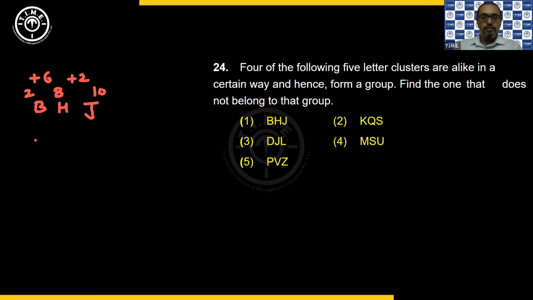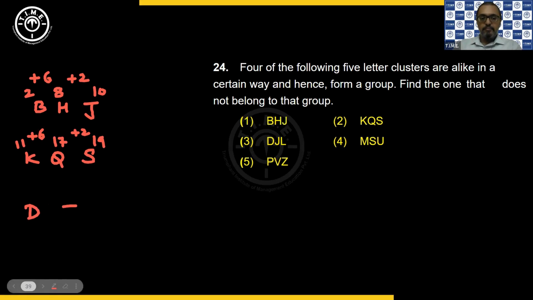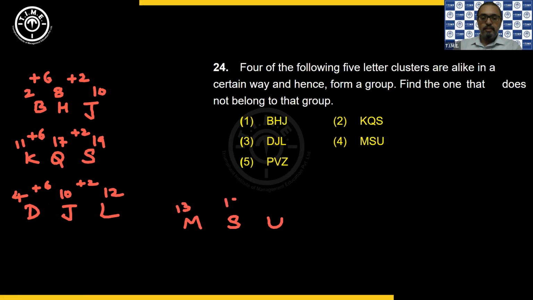Then likewise, you have K, Q, and S. We have 11, 17, 19. So here also I can say plus 6, plus 2, correct? Then D, J, and L. So you have 4, 10, and 12. So here also I'm getting plus 6 and plus 2. Then you have M, S, and U: 13, 19, and 21. So here again plus 6, plus 2.